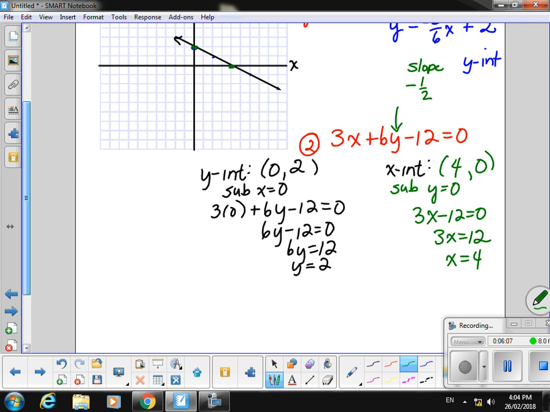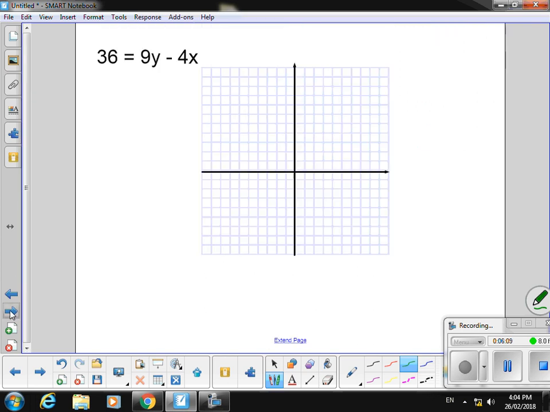Let's do another one, just the one way. 36 equals 9y subtract 4x. This isn't either form. It's not general form or slope y-intercept form. It's just weird. So we're going to graph this thing by finding the intercepts. The x-intercept is where the y value is 0.